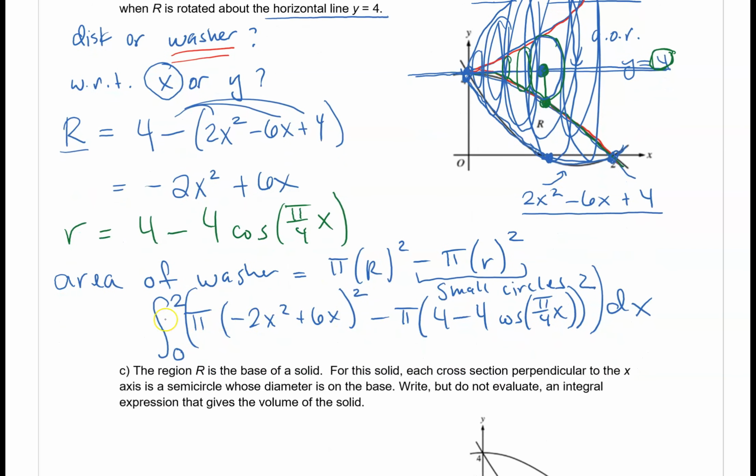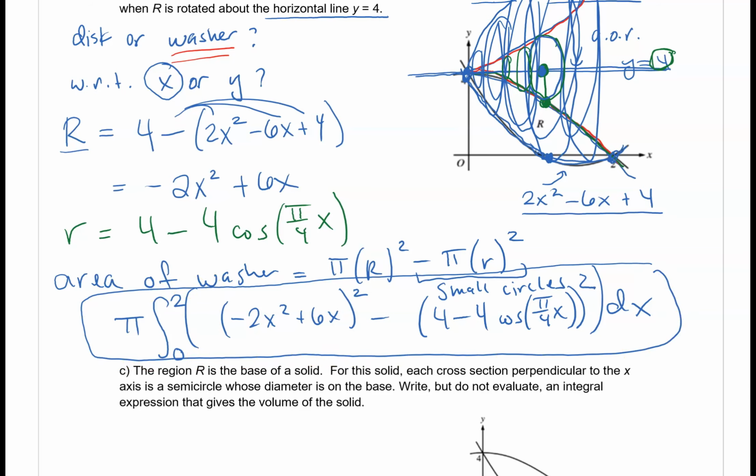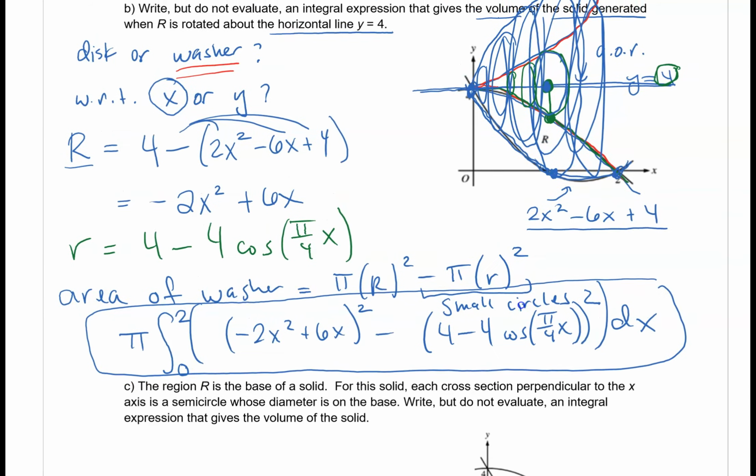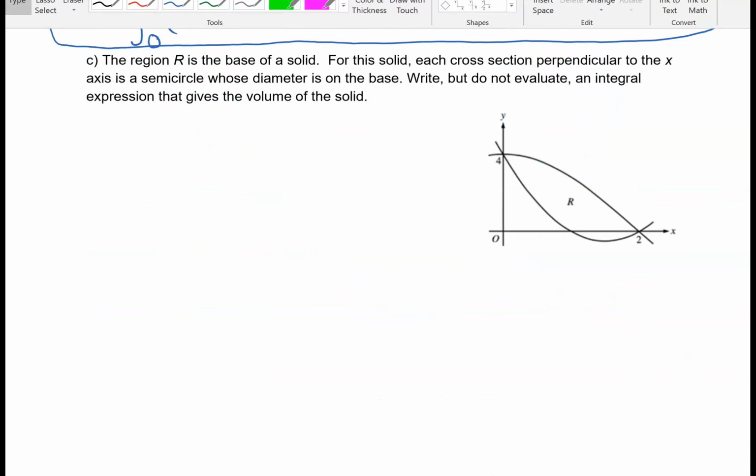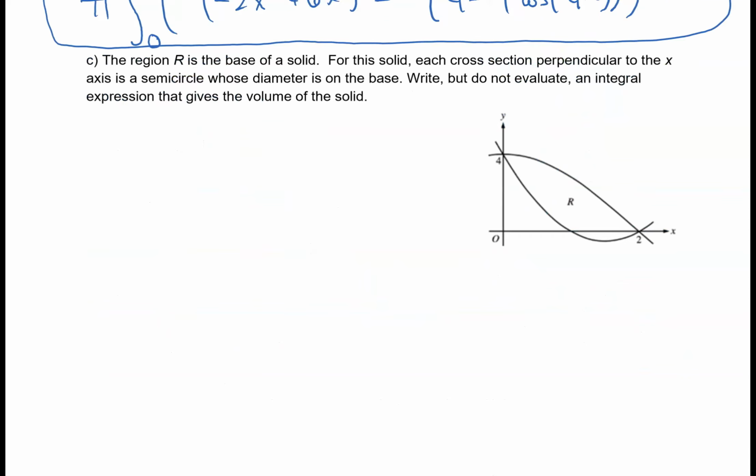Now you can pull the pi out of the integral if you want. So if you wanted to take this pi from here and put it out here, that is fine as well. And there would be our integral for the volume, the integral that would find the volume of this solid generated in part B. Now last but not least in part C, this is a volume by cross-section type of problem.